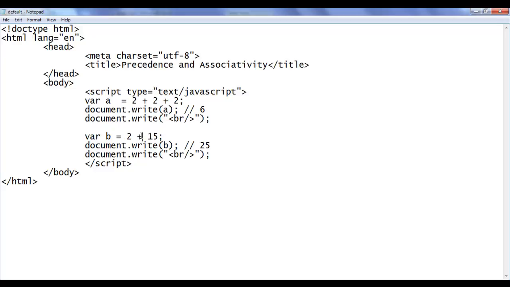Then the plus operator has the higher precedence. So 15 plus 2 is going to be 17. 17 will be assigned to B. So we get the output here 17, not 25, friends.